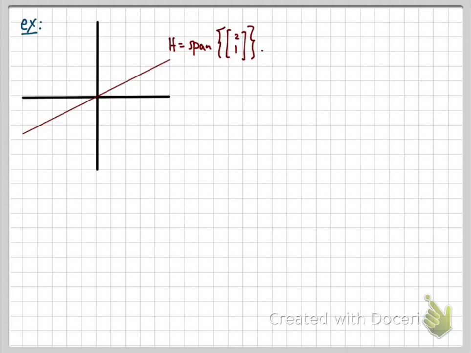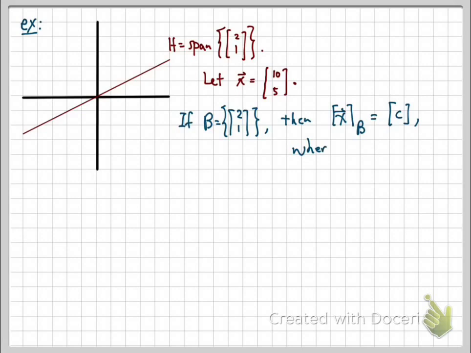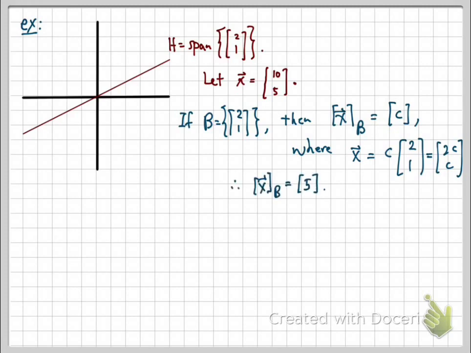Suppose I'm looking at a subspace H in R2, and H is the span of the vector (2, 1). So it's the line shown here. And suppose X, the point I'm thinking about, is the point (10, 5). If I choose basis B consisting of the vector (2, 1), then X in B coordinates is just this vector C, where C has the property that C times (2, 1) is X. And so that tells me that the b-coordinate vector of x is just the vector 5.